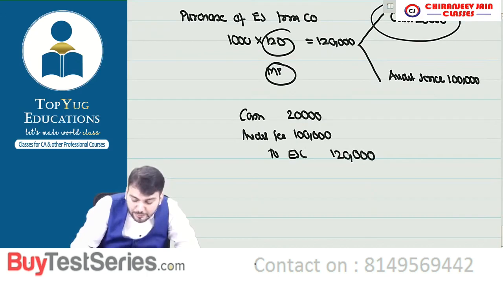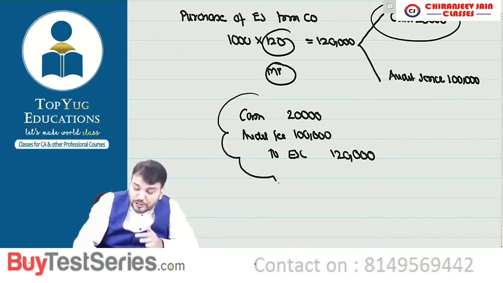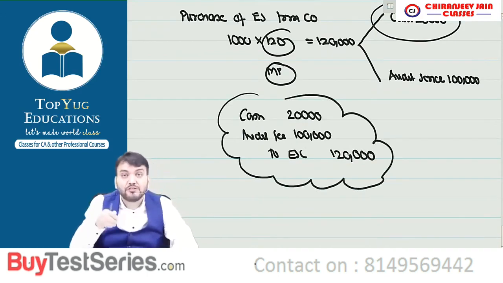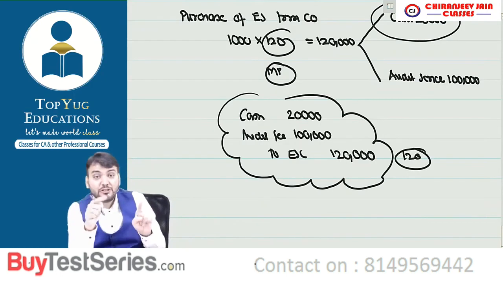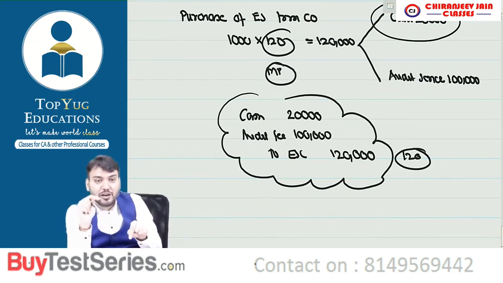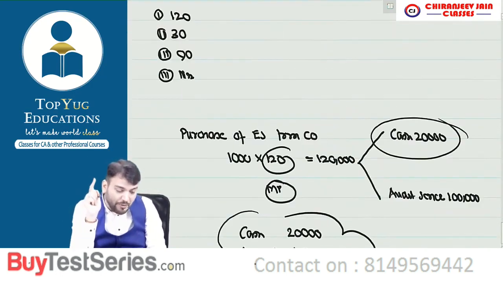Tell me, shares are issued at rupees what? Shares are issued at rupees 20 plus 100, that is 120. Of course 120. So shares are issued at rupees 120. Are you getting? So it is not issued at a discount. That is what I want to say.